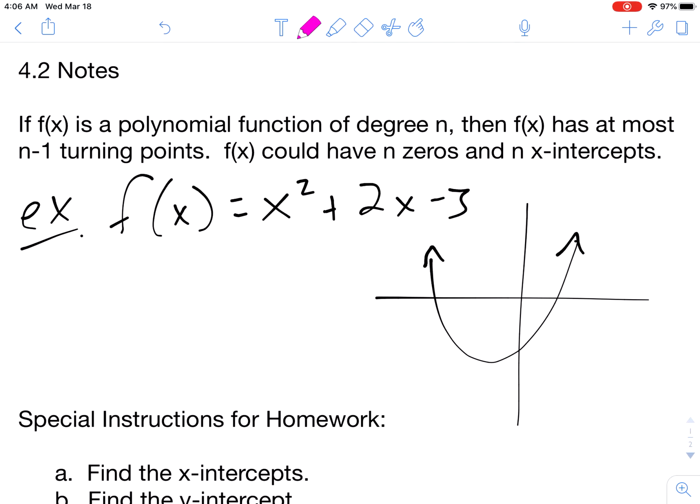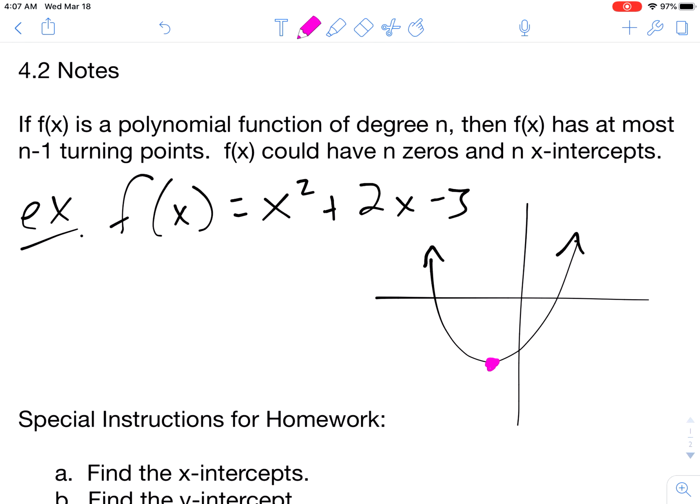And so what this rule is saying is that it has at most n minus 1 turning points. So that phrase, turning points, that just means max or min, which is something we've done before. So when the book asks you to find a turning point, you're being asked to find a max or a min. I'll go through that with the examples. So this particular problem has one turning point.